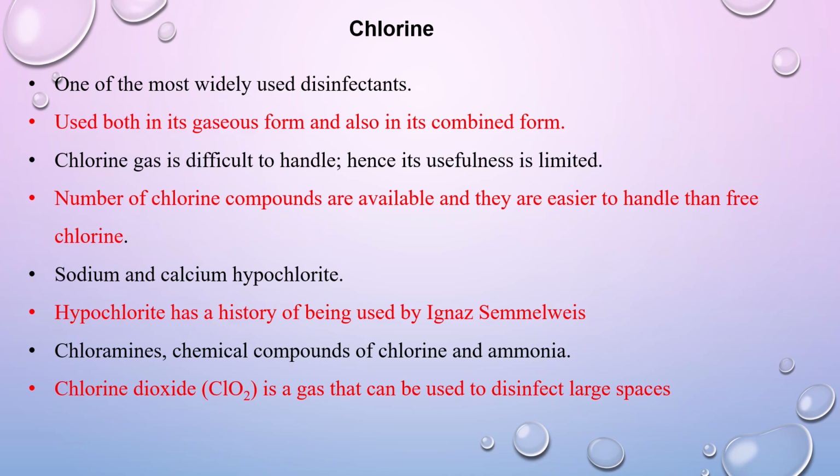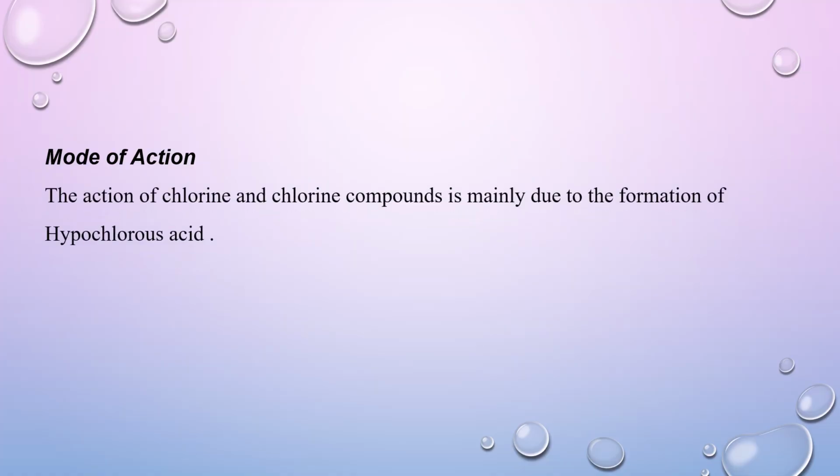For example, it was used to treat the office buildings contaminated with anthrax spores after the bioterrorism attack of 2001 in the US. The mode of action: the action of chlorine and chlorine compounds is mainly due to the formation of hypochlorous acid, as can be seen in this equation.